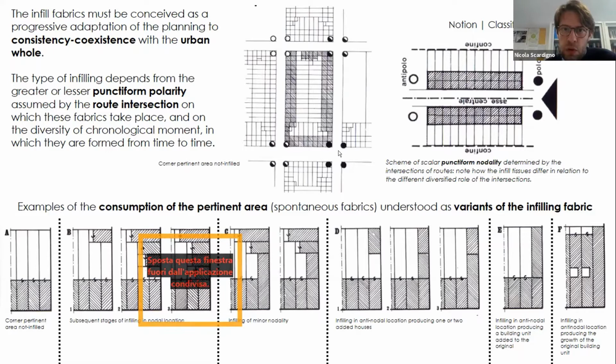For example, this is a scheme produced by Gianfranco Caniggia, where he shows the full dot representative of a polarity, while, for example, an empty block represents an antipolarity or empty node, where the infill of the fabrics has less consumption. So on the bottom of the slide, we can see different examples of the consumption of the pertinence area, understood as variants of the infilling fabric.